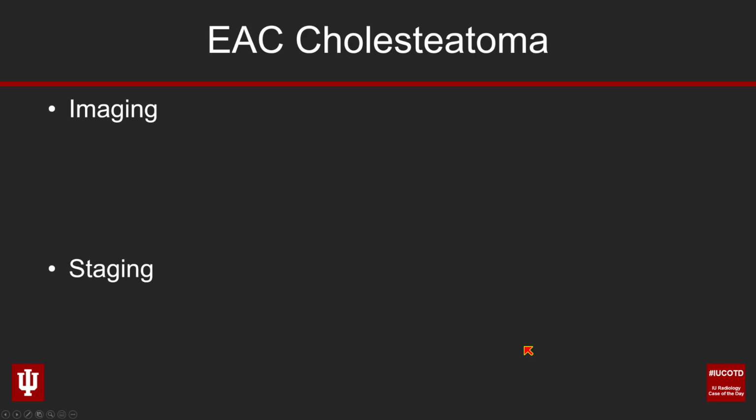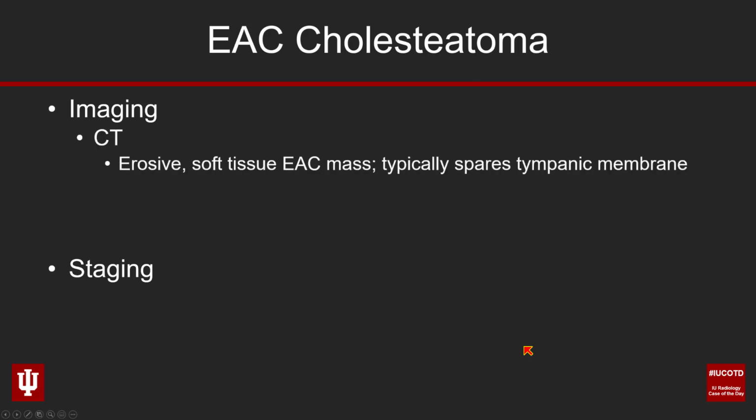Okay, so EAC cholesteatomas, what do they look like on imaging? Well, on CT, they're erosive. You really shouldn't be swinging hard for the fence on the diagnosis of cholesteatoma on a temporal bone CT unless you see bone erosions. That's a hallmark telltale finding. These are soft tissue density. They'll appear mass-like, and these are going to be centered in the external auditory canal. Now, just like this case showed, these typically are going to spare the tympanic membrane. If they get into the middle ear, it's because they've eroded through the bone rather than spreading through the tympanic membrane.